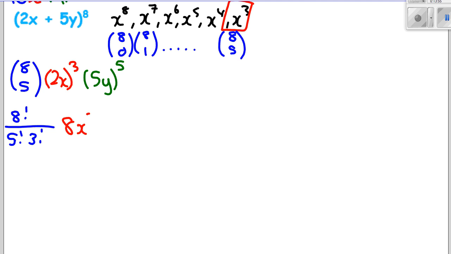Put brackets on it if you want. What's 5y to the power of 5? That's pretty horrible. 3,125 y^5. How did I know? How did I do that?